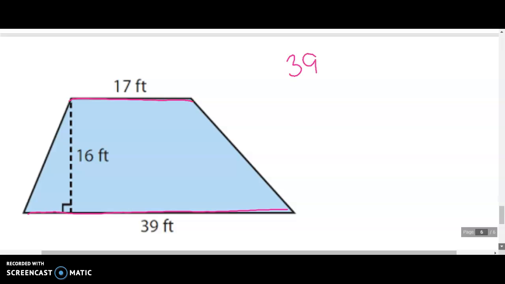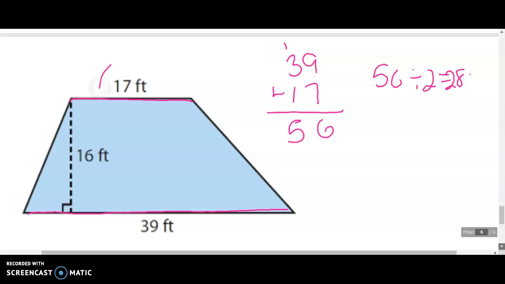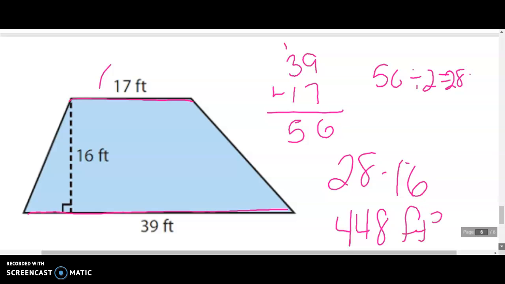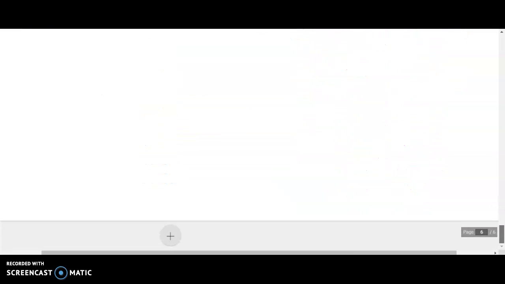Well, first we're going to average them. 39 plus 17 is 56. 56 divided by 2 equals 28. So the average of the two bases is 28. So now all we're going to do from here is we're going to multiply that average, 28, times the height of 16. And 28 times 16 is 448 feet squared. All right? I want you to attempt this.